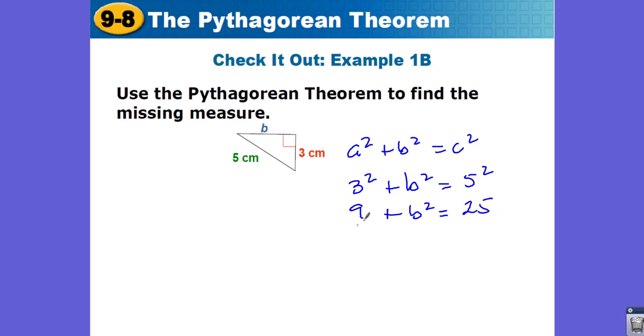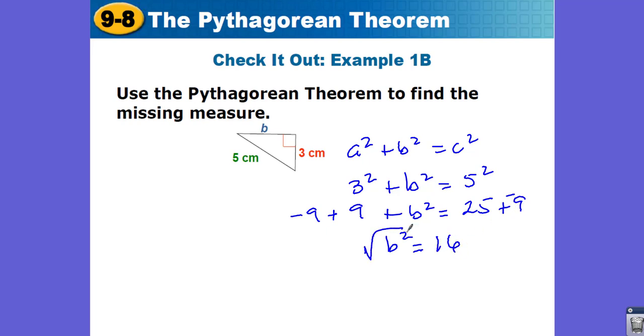Now again, I need to get rid of this 9, so I'm going to add its opposite to both sides. So the 9s go away. I'm left with b squared is equal to, and now we have, oh, this was supposed to be a negative 9, sorry. We have 25 plus negative 9, or 25, take away 9, and that gives us 16.